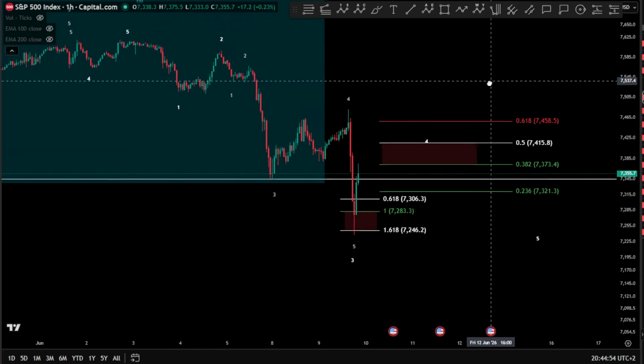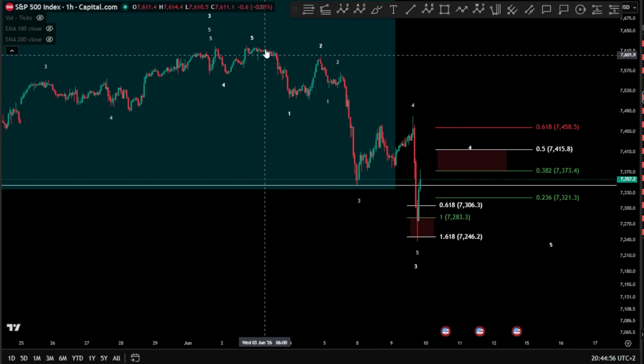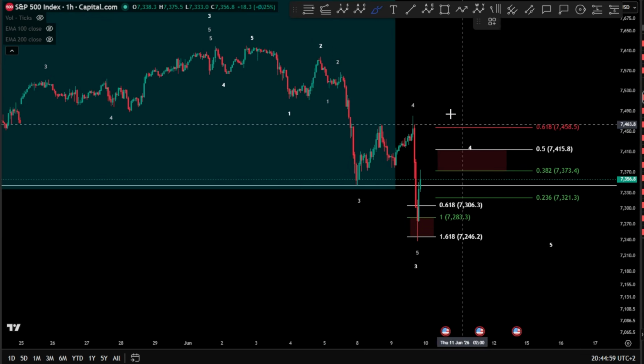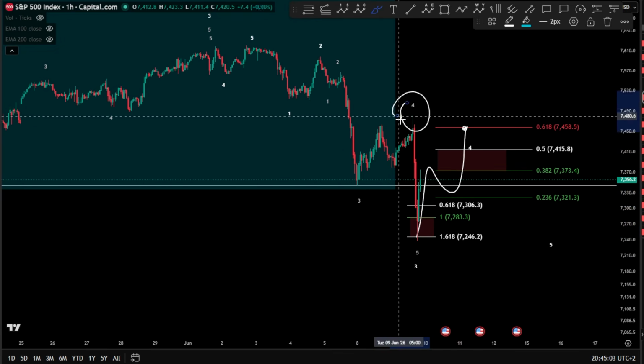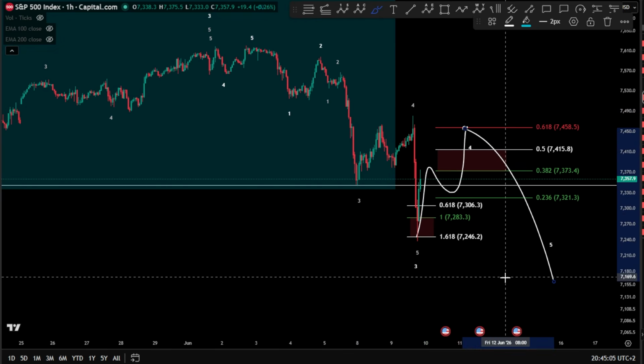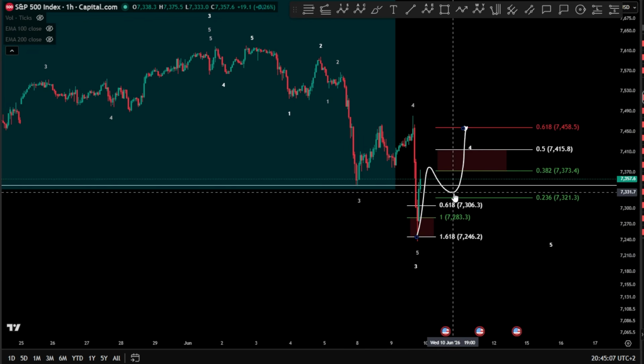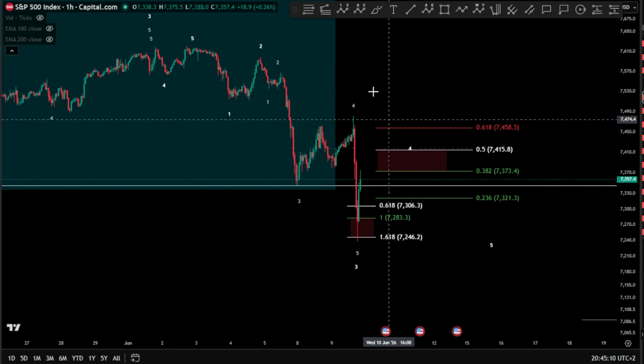This is what happens mostly in an impulse where we have double 1 2. The wave 4 comes back, the second one comes back where the first one has ended up, and then pushed down again further toward the downside. So we'll see what's going to happen.